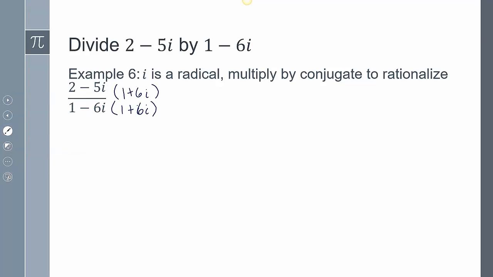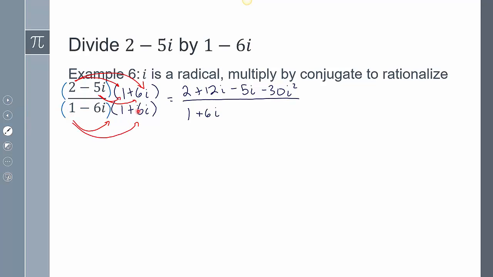Now the way you need to envision this is those have parentheses around them, which means that this is going to be a type of FOIL. So 2 times 1, 2 times 6i, negative 5i times 1, negative 5i times 6i, over 1 times 1, 1 times 6i. Now remember, the inner and the outer part are going to cancel out. So technically you could just focus on the first and the last, but that's okay. Now I need to simplify, so this will turn into 7i, this will cancel out, those will turn into negative 1s.